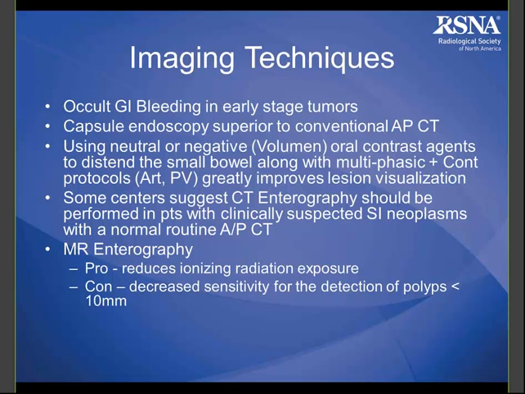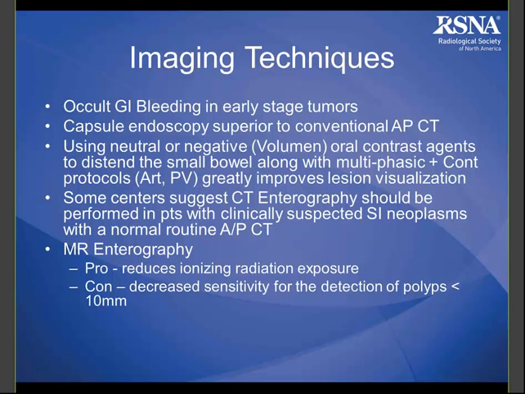We use neutral or negative contrast, VoLumen, as oral contrast agents to distend the small bowel, along with multiphasic, portal venous, and sometimes delayed phase imaging. And we find that this greatly helps to improve lesion conspicuity, especially with the VoLumen. As long as patients can tolerate drinking it, it gives you good bowel distension, and it's not as readily or as quickly absorbed as just water. And so we can get that distension. And since it's a negative contrast, it really helps us see the small bowel wall and mucosa for enhancing lesions.